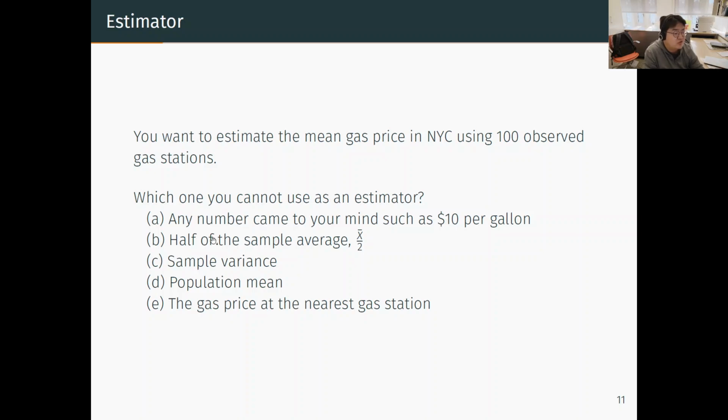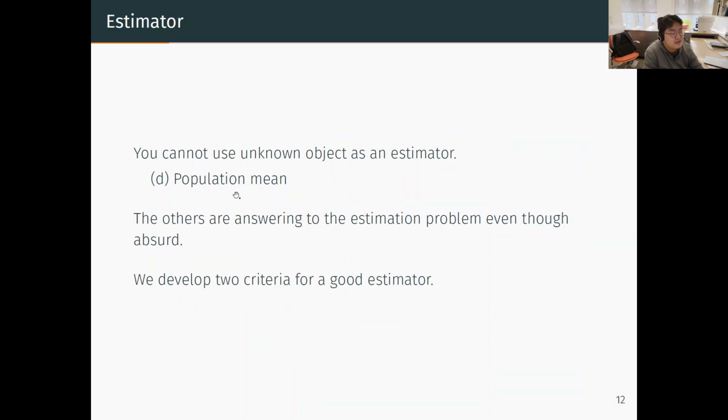This question is a little bit tricky. The answer is D, because the population mean is unknown. When I say population mean, this is the mean calculated from the population. And again, population is everything: every gas station in New York City. We don't observe them, so the population is not available to you. So you don't know what the population mean is.